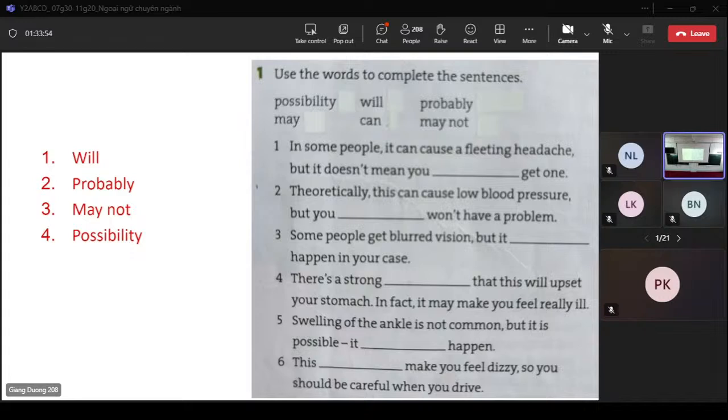Is it possible? Is can. It may make you feel dizzy. You should be careful when you drive. Thực tế tôi đang cho bạn thuốc và khi bạn lái xe thì mình sẽ dùng may. Nhưng mà trường hợp này thì mình cũng dùng can được, giống như cô nói.